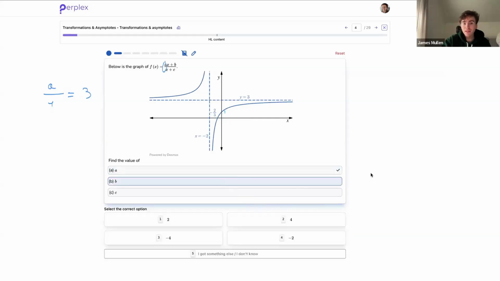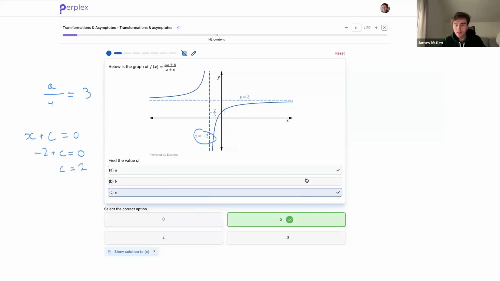Now for b, I have ax plus b divided by x plus c. We're actually going to need to find c first, I think. To find c, we're going to use the vertical asymptote at x is equal to minus 2, which means that x plus c is equal to 0 when x is minus 2. So minus 2 plus c is equal to 0. That is where I get a 0 denominator and therefore a vertical asymptote, which means that c is equal to 2.